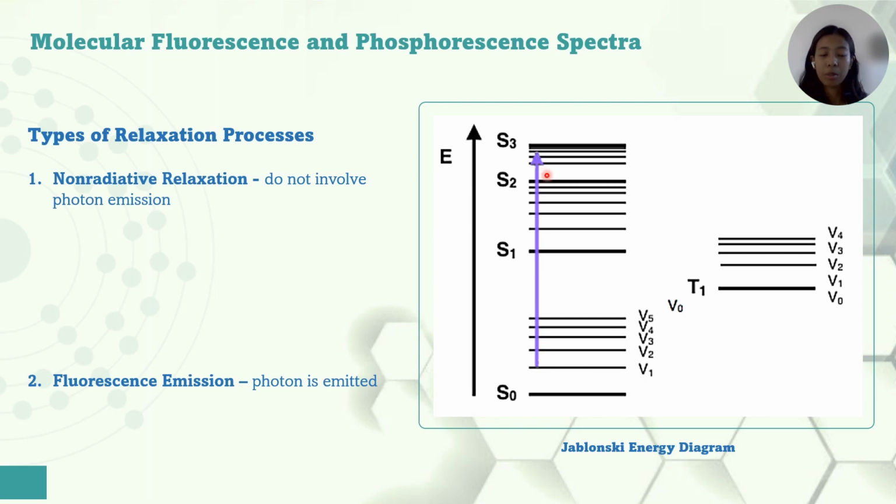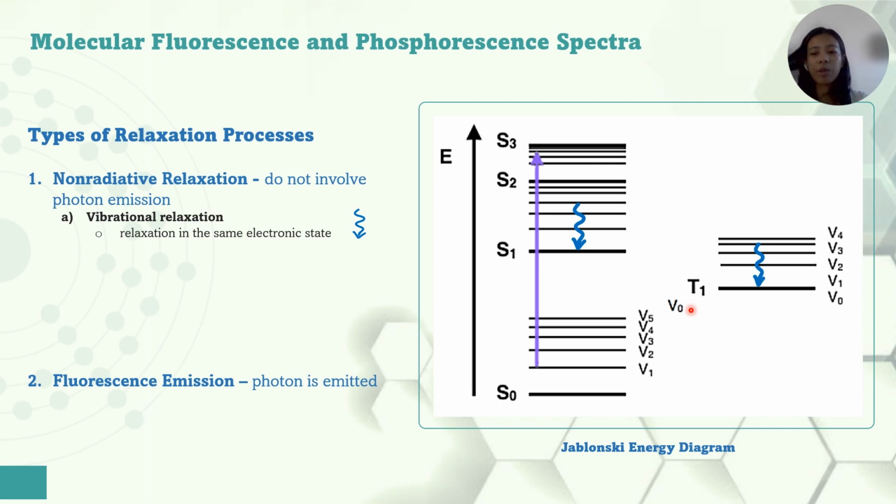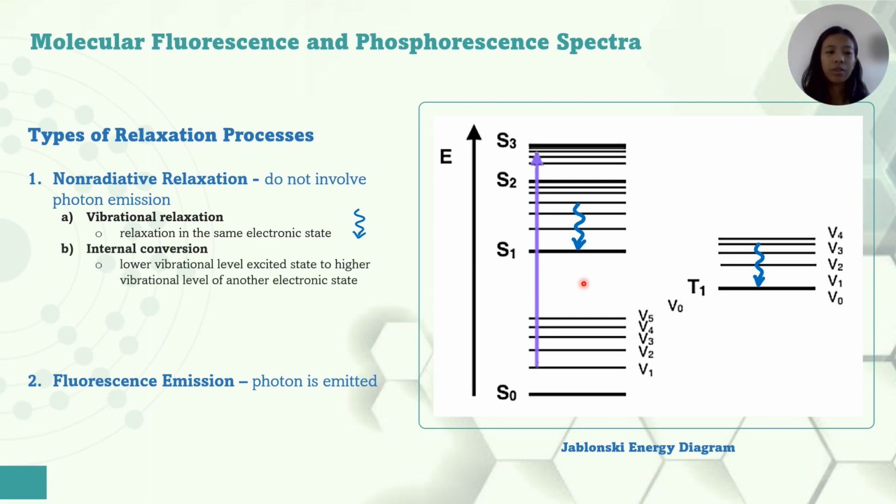So the first method of non-radiative relaxation is vibrational relaxation, wherein the vibrational energy level changes but within the same electronic state of energy only. It happens when excited molecules collide with molecules of solvents. It occurs more rapidly than fluorescence. The second one is internal conversion, which is a relaxation from the lower vibrational level of an excited state, or for this example, from S1 to a higher vibrational level of another electronic state, the V sub 5 of the ground state.